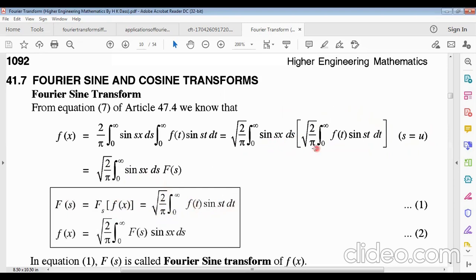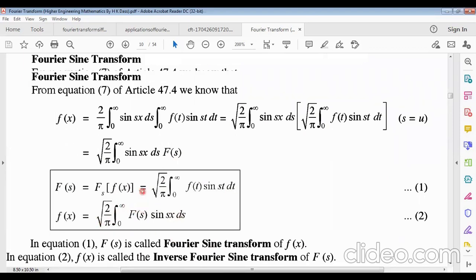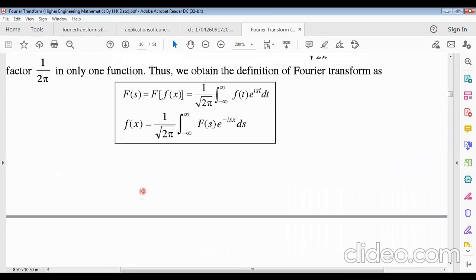Sin st dt. This is the Fourier sine transform of f of x formula. And this is the inverse Fourier sine transform of f of x. Equation 1 is called the Fourier sine transform of f of x, and equation 2 is called the inverse Fourier sine transform. You have to remember this. There is a basic difference between these two.